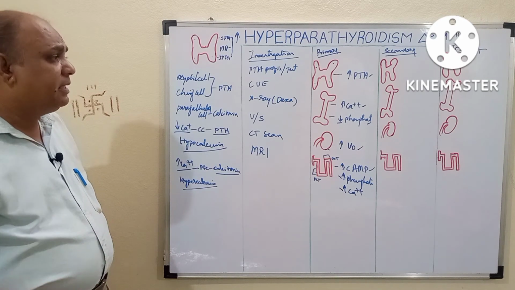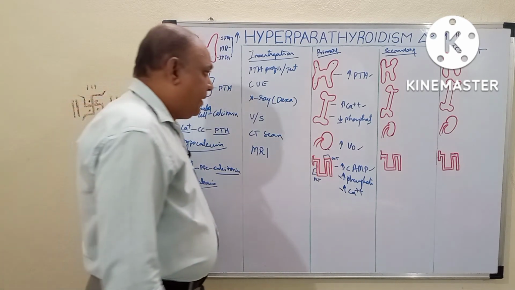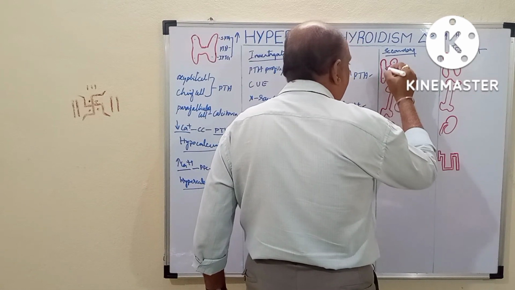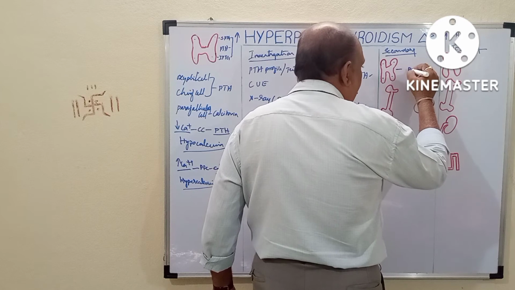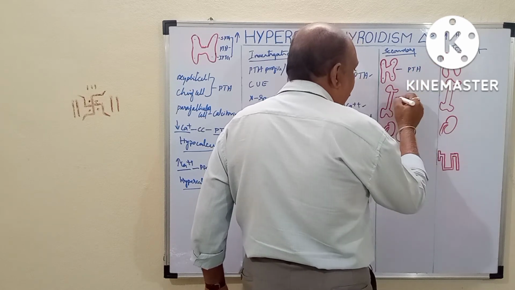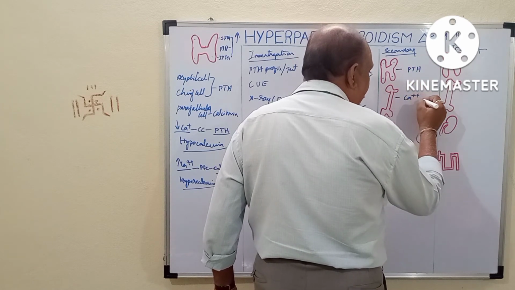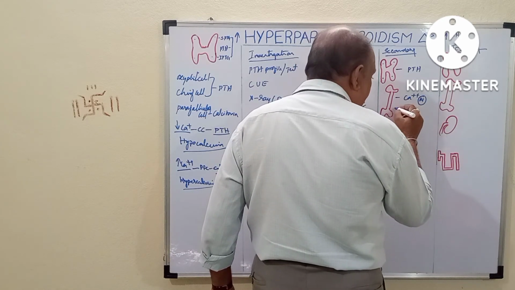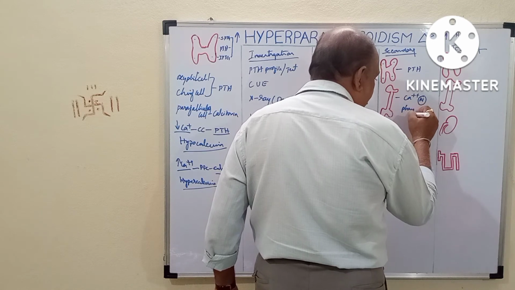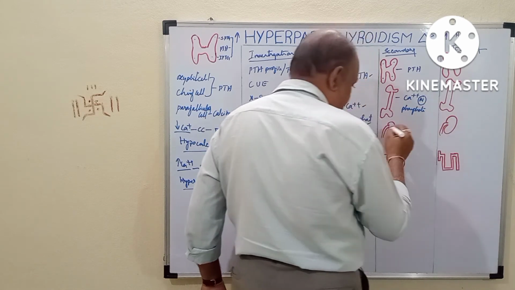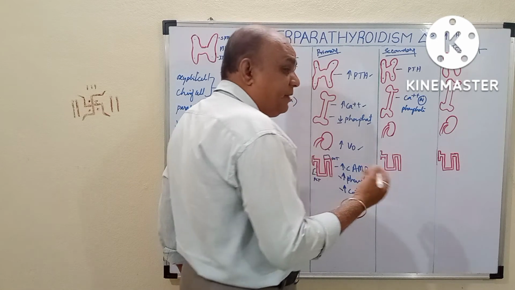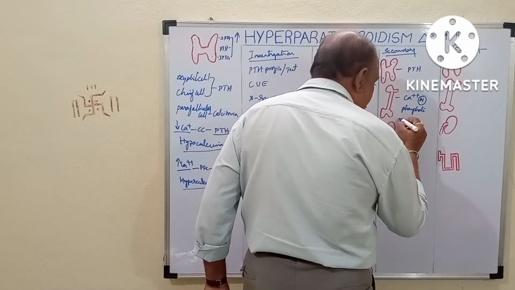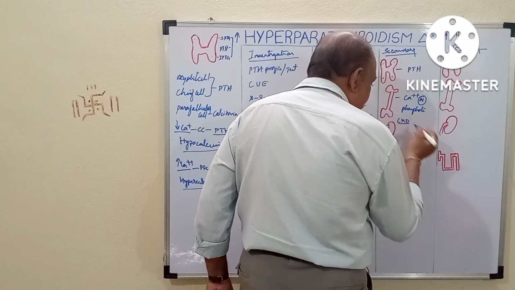Now let's get into the secondary hyperparathyroidism diagnosis, where the parathyroid glands will function normally. So calcium reabsorption will be normal, okay, with the phosphate. Now in the secondary hyperparathyroidism we have taken an example of CKD, chronic kidney disease.